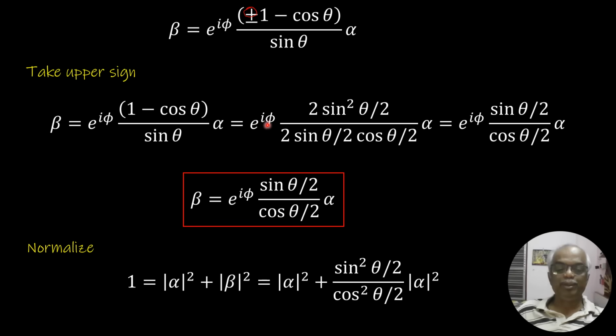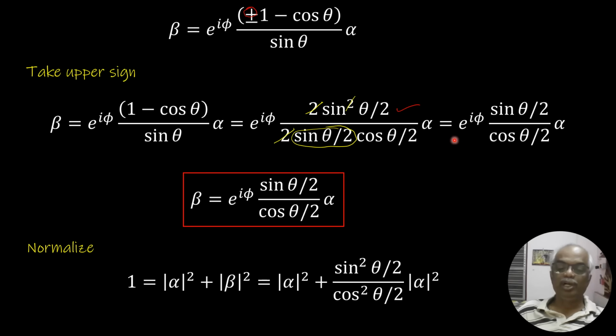So you take e power i pi as it is. 1 minus cos theta, from the trigonometry relation, is 2 times sin squared theta by 2. Similarly, sin theta can be written as 2 sin theta over 2 multiplied by cos theta over 2. Here you can cancel this 2 and this 2, and this sin theta by 2 gets cancelled with this sin theta over 2, so this square will get cancelled.